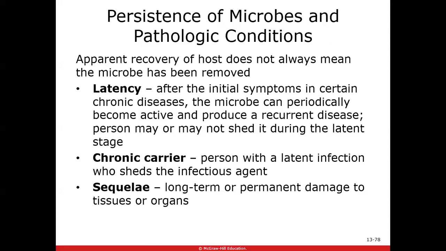Then you have chronic carriers. This is a person with a latent infection who sheds the infectious disease. Latent infection means that the disease is not causing signs or symptoms, but they're still infectious. They're still spreading it. You should look up Typhoid Mary. Typhoid Mary was a great example of spreading disease, and she did not show any signs or symptoms of it. Then you have what they call sequela, long term or permanent damage to tissues or organs.